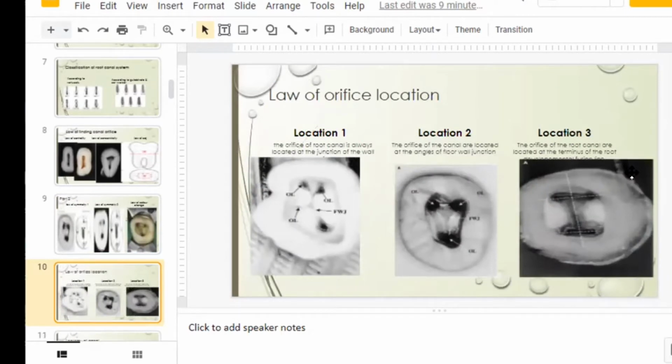Law of orifice location. In the dentinal map, there can be color changes. I'll take one plain sheet and explain it like that. Now we are not drawing the tooth; we are drawing the pulp chamber. If this is the wall, and here is the anatomic floor, we have the law of orifice location.